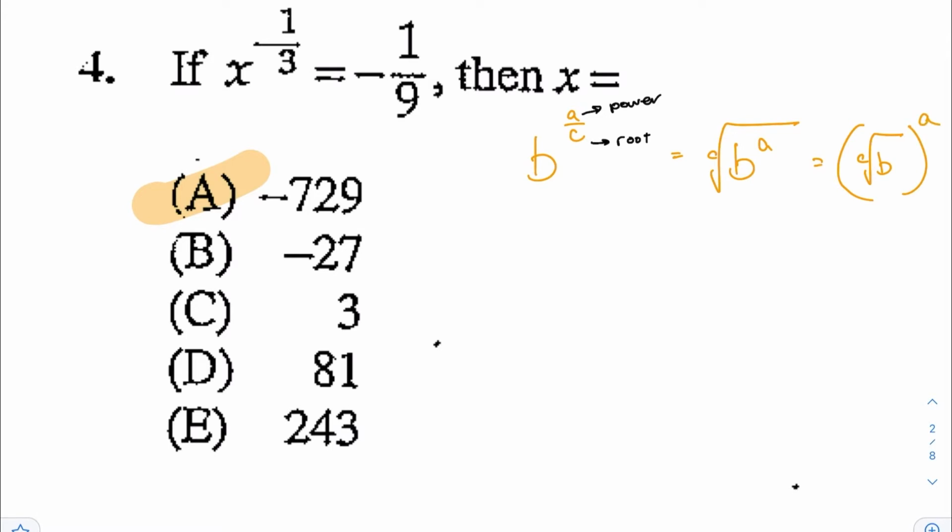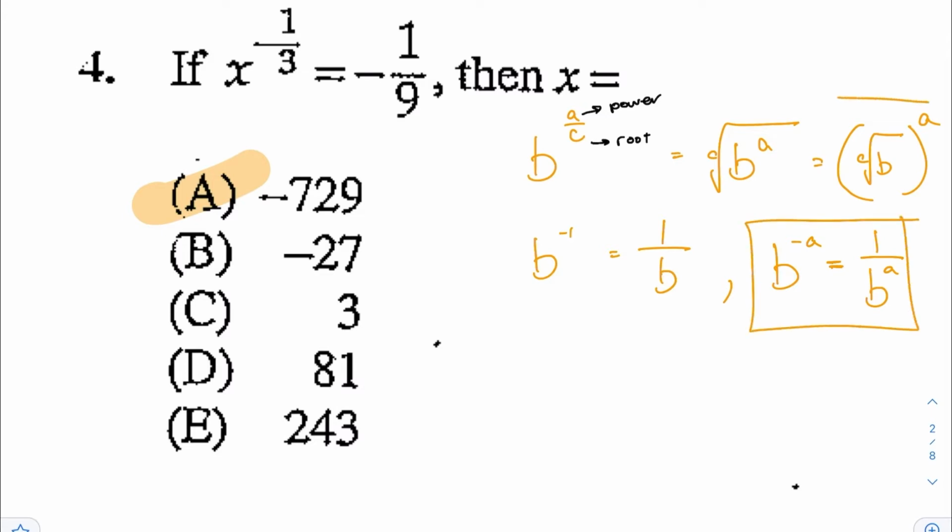All right, and then the negative exponent is b raised to the negative first power. It's really a reciprocal. It turns into 1 over b. Or you're going to have b raised to the negative a, that's equal to 1 over b to the a. So it means reciprocal. So these are the two laws of exponents that you're going to have to use.